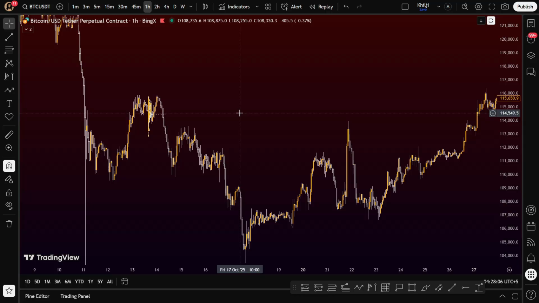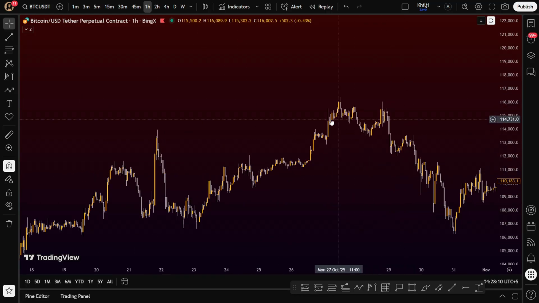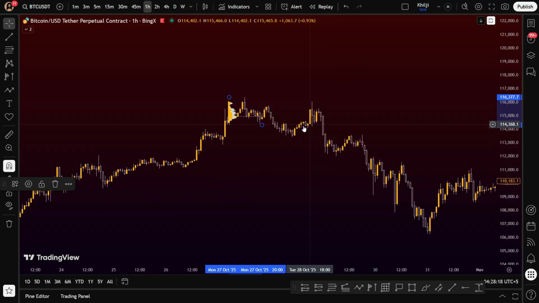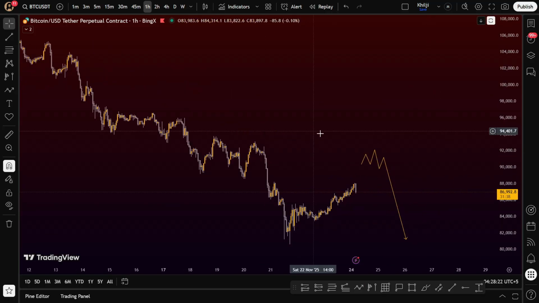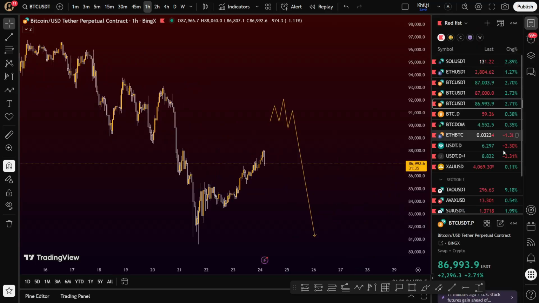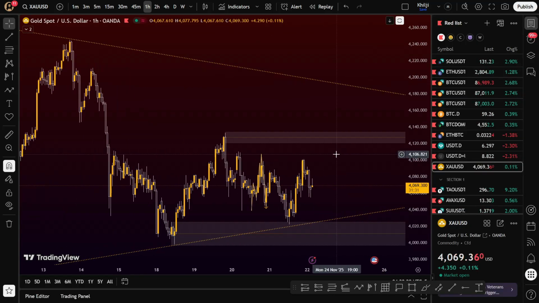Hmm, nothing much. In this case, we had this zone until we broke it over here. Weird stuff. And I'm going to also show it to you on gold as well because it really works very well on gold.